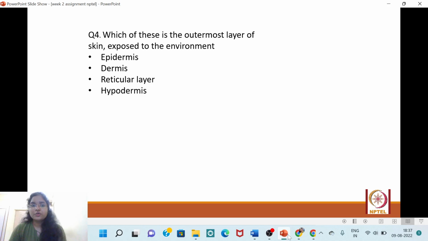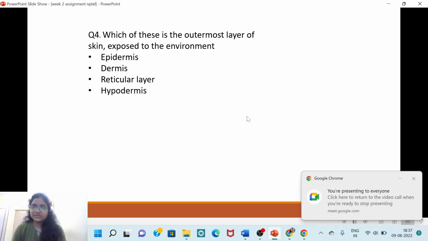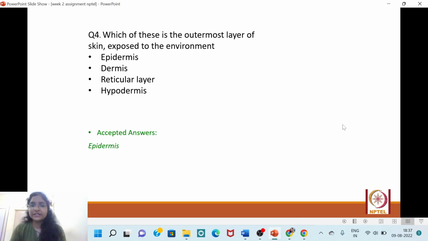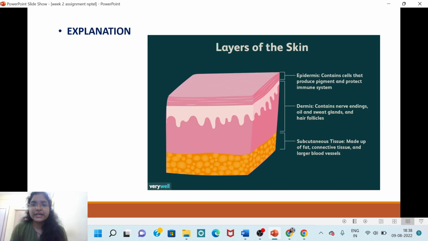Okay, everyone is giving the correct answer. The correct answer is epidermis. As I have told previously, epidermis is the thinner outermost layer of the skin exposed to the environment. You want to see the diagram? These are the layers of the skin.